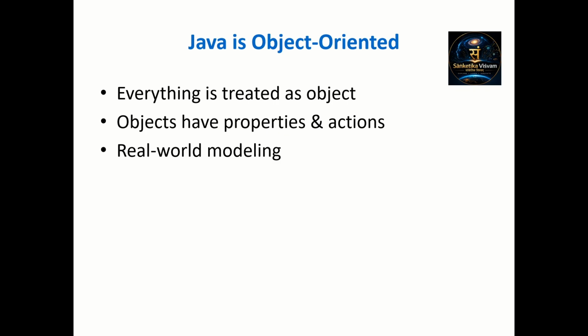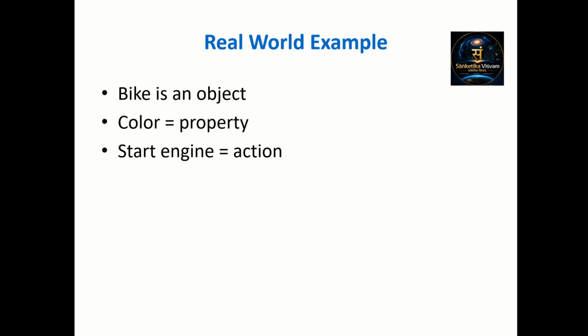Objects have properties and actions. For example, we have properties and actions for every object. We take a bike. The bike is blue in color. Here, the color is a property. The bike turns on the light. Here, turn on is an action. Similarly, Java has properties and actions.